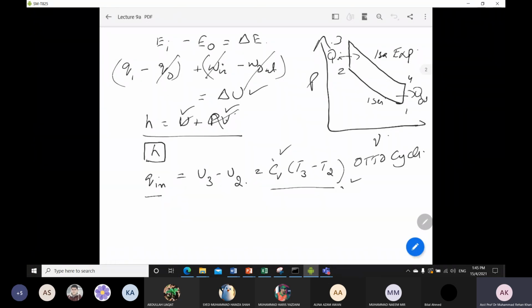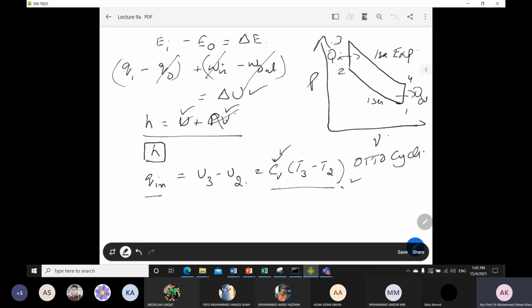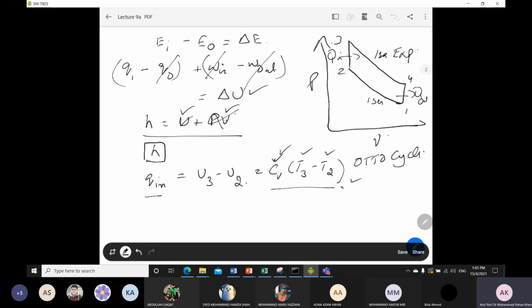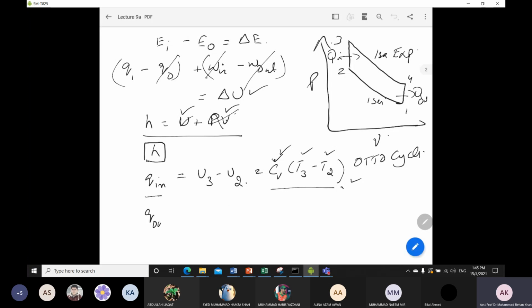The specific heat at constant volume you can easily find from the thermodynamic table. These temperatures you can either find out or they will be mentioned in your problem. Now coming towards your Q out equation. Q out is between 4 and 1. Similar thing, U4 minus U1, which is again equal to CV times T4 minus T1. So this will be the second equation, which is your Q out.